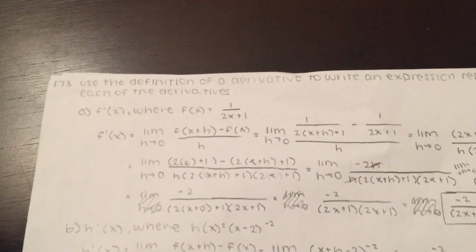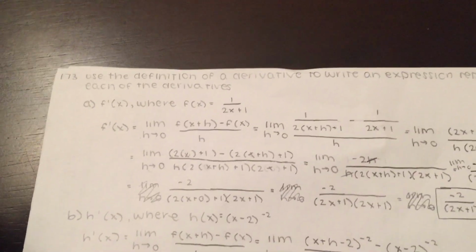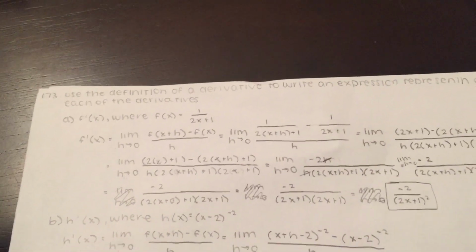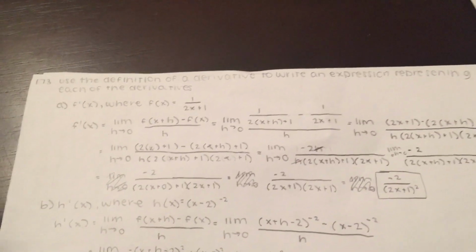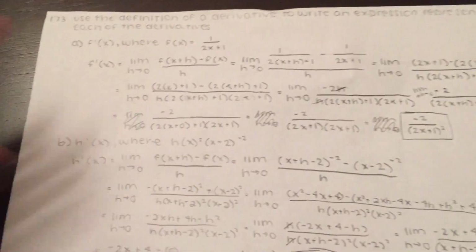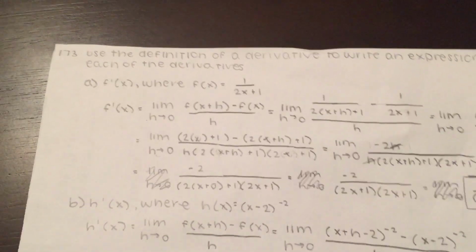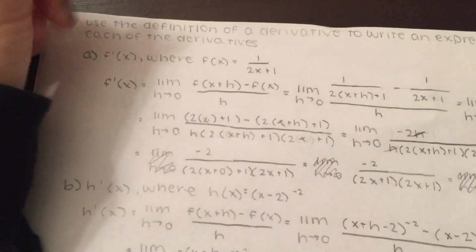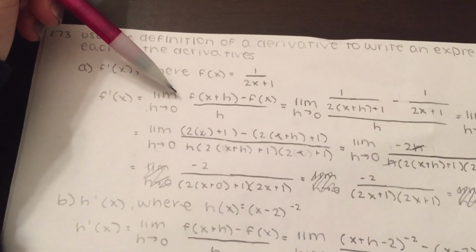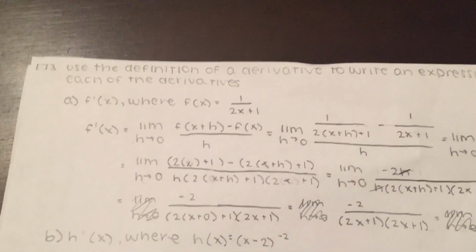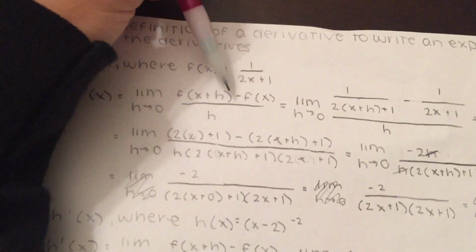Alright, problem 173 says use the definition of a derivative to write an expression representing each of the derivatives. So part A, we have to find f prime of x where f of x equals 1 over 2x plus 1. So first we start by writing down f of x and the definition of a limit. So f of x plus h minus f of x all over h.